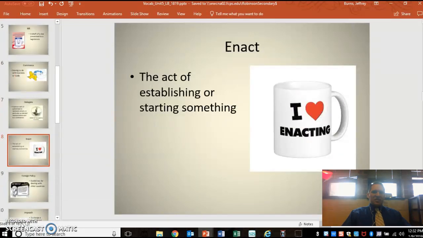All right, next is the word enact. And this is going to be used at the local level of government, but enacting ordinances or local laws is establishing or starting. It's just another vocab word for starting or creating something new, enact.